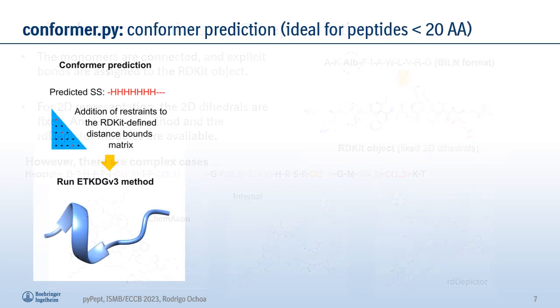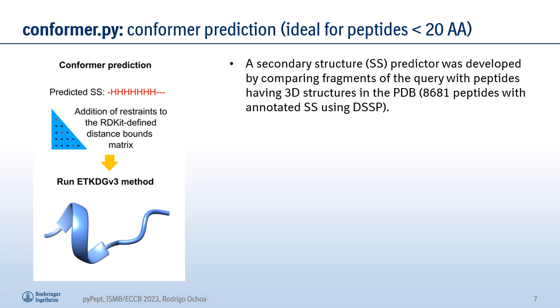And one of them is provided with the conformer.py class, where we can generate the conformer by the addition of secondary structure restraints. For that purpose, we developed a secondary structure predictor by comparing fragments of the query peptide with peptides having 3D structures in the PDB.